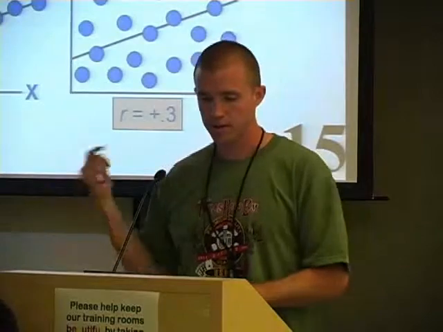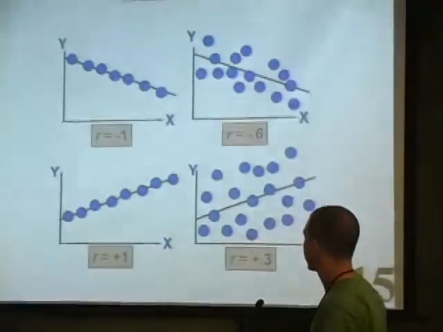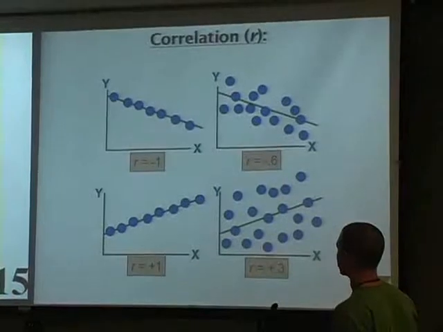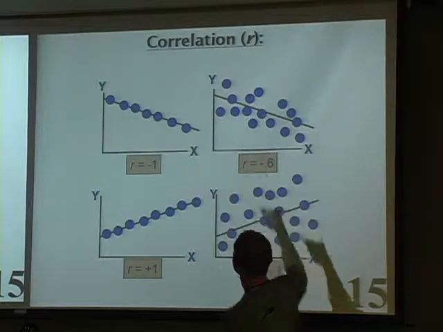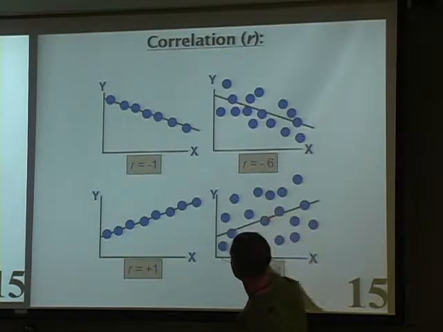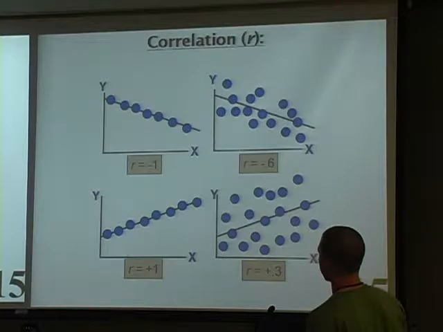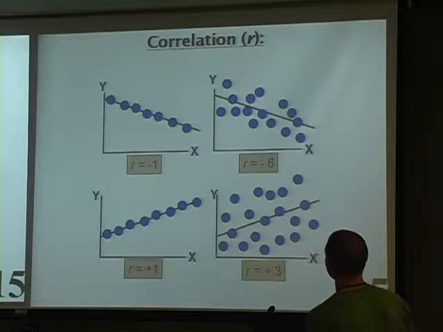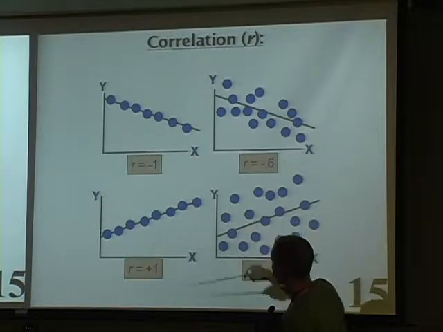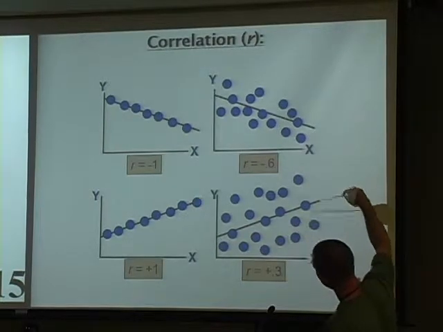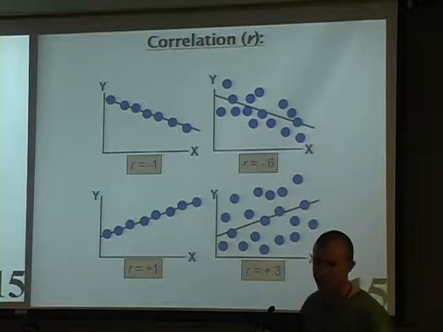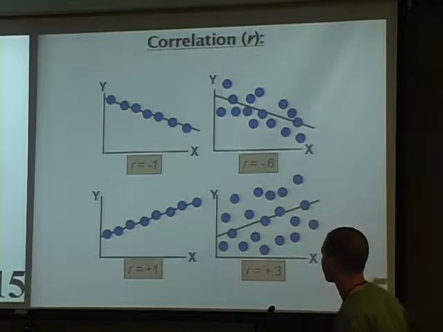Okay, so here's the story. The slope of the least squares line determines the sign only. If the line is going up, it's positive. If the line is going down, it's negative. So both of these have negative correlation, both of these have positive correlation. Slope determines the sign. How close the points are to the line determines the magnitude. The closer the points are to the line, the closer it is to -1 or +1. So this is -0.6 because the points are pretty close to the line. This is +0.3 because the points are pretty spread out. The slope doesn't determine the magnitude. The slope only determines the sign. How close the points are to the line determines the magnitude.